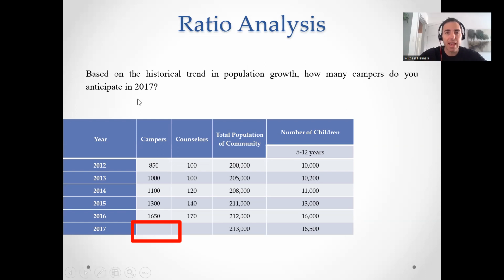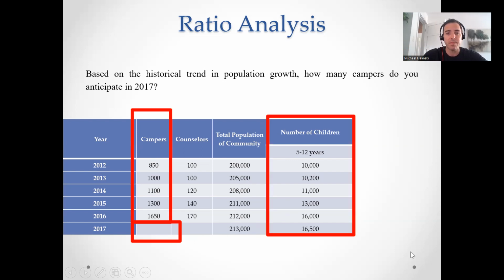Okay, so if you can't piece together what columns we're going to take a ratio of, just take a look at what numbers are currently available for 2017. You can see that these two columns are. So you know that you're going to be doing a ratio of the campers and one of these two columns. It wouldn't be the counselors. It would be one of these two columns. Now, based on the question, you can have a better understanding: based on the historical trend in population growth, how many campers do you anticipate in 2017?